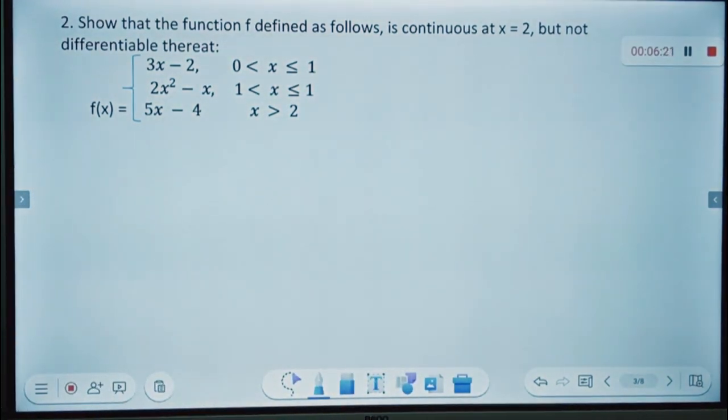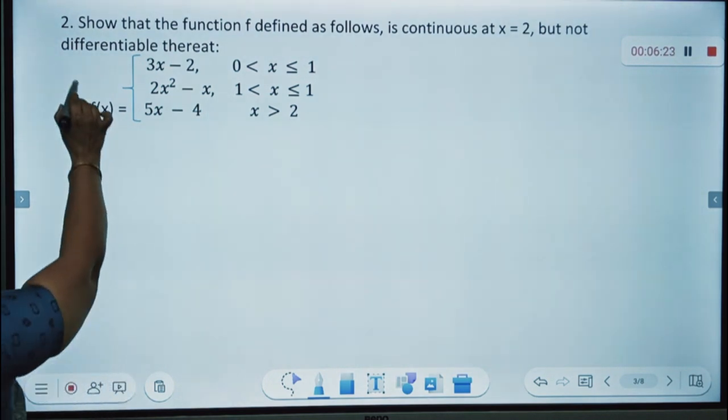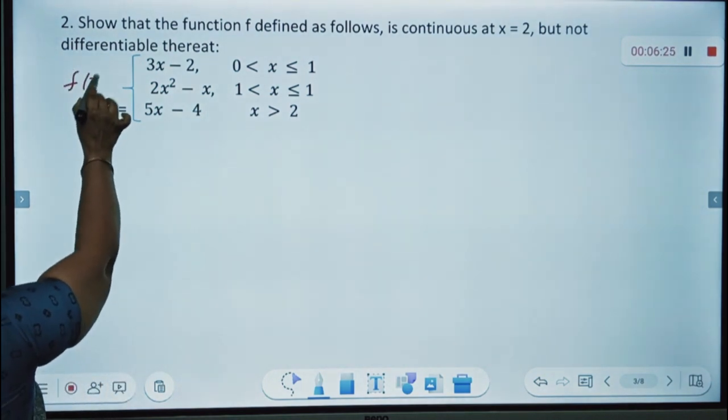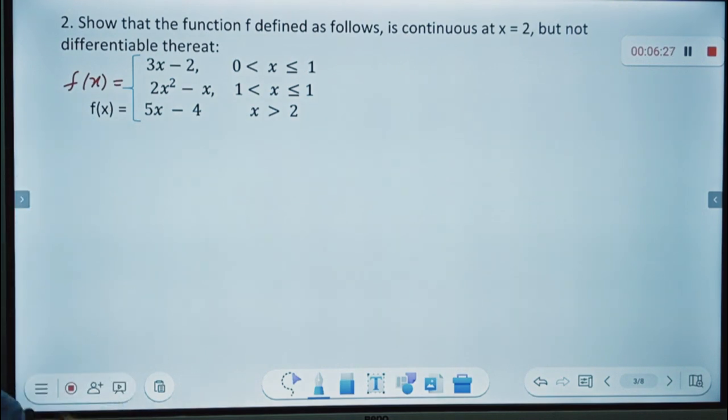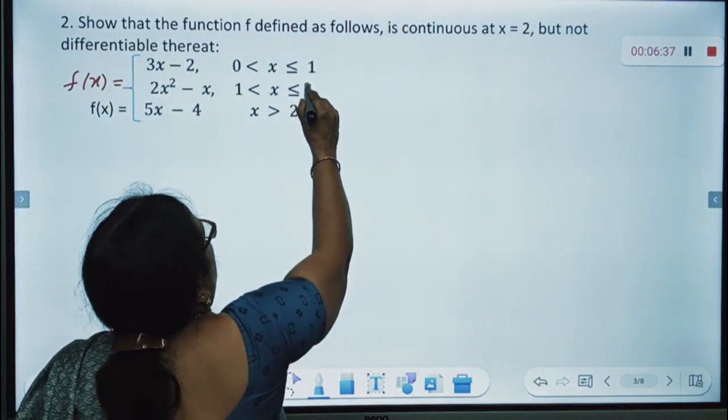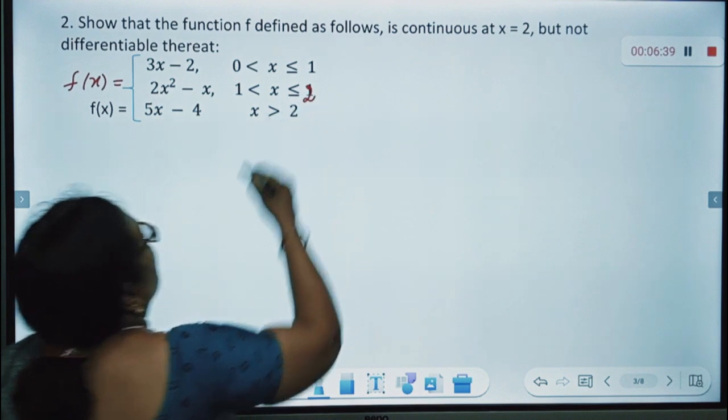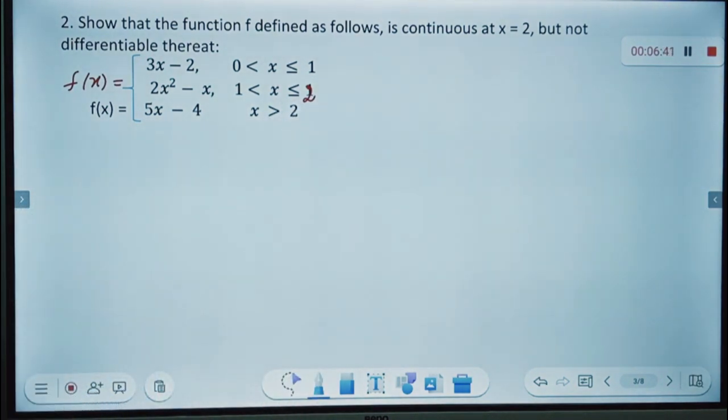Now, let us look at this function. This is your f of x equal to 3x minus 2 when 0 is less than x less than or equal to 1, 2x square minus x when 1 is less than x less than or equal to 2, and 5x minus 4 when x is greater than 2. So you have to show that it is continuous at x equal to 2 but not differentiable.